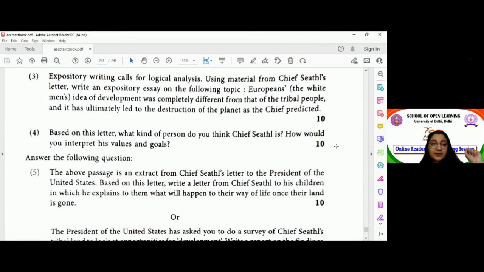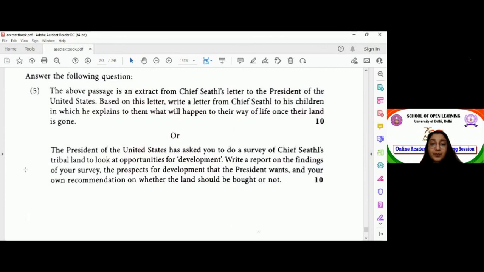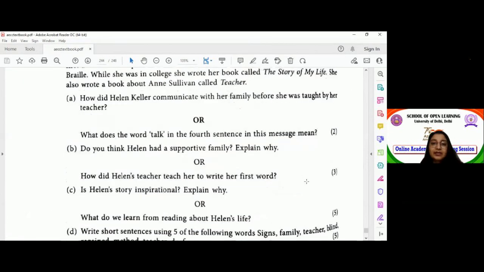Then letter writing, I'm sure you are well aware of that. Write a letter, write a report on the findings of your survey, the process for development that the president wants, and your own recommendation on whether the land should be bought or not. So you can follow the letter writing.